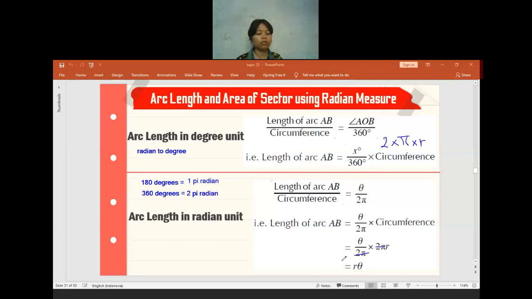Keep it in your mind. If it is in radian, to find the arc length is radius times the angle in radian. When it is in degree unit, it will be x divided by 360 times 2 pi r. To make it easier, maybe we can discuss an example question.